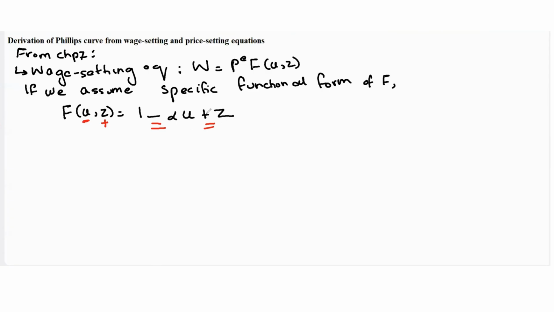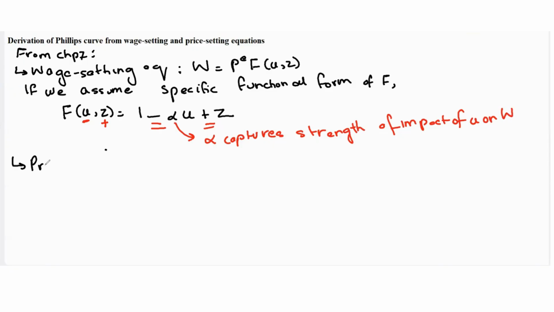And z we model in such a way that an increase in z means an increase in the wages workers demand. That's how we model it. And here alpha captures the strength of the impact of u on W. So this is our wage-setting equation, and then from chapter 7 we have our price-setting equation.